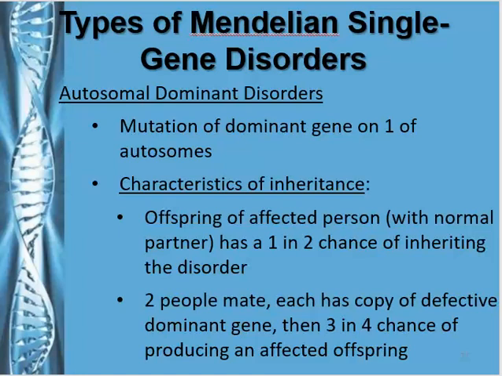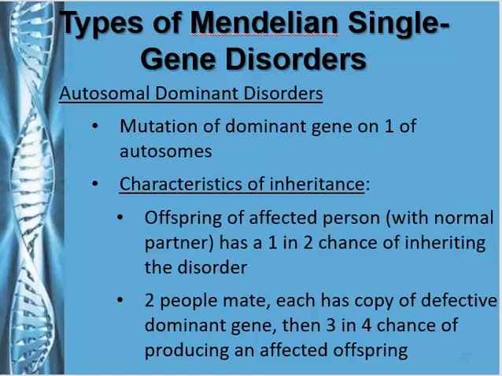If 2 people have it, and they only have one copy of the defective gene, then there's a 3 in 4 chance of it producing an affected offspring. But one of those offspring will be actually homozygous with the defective gene, 2 of them will be heterozygous. All of the offspring of that homozygous will have the disease.